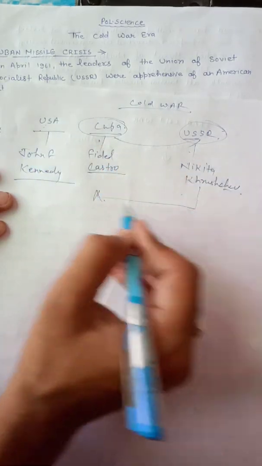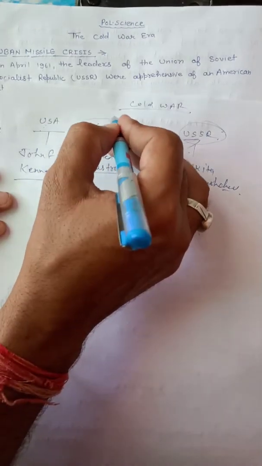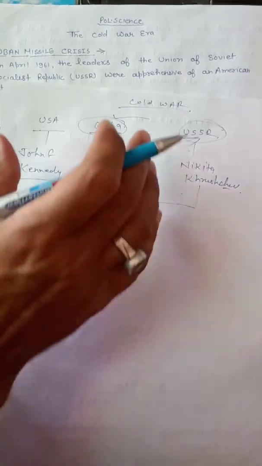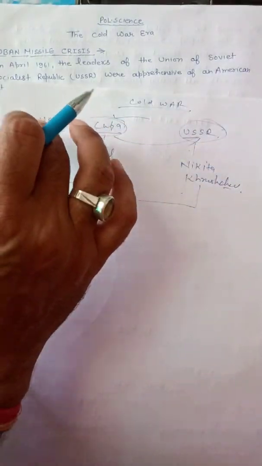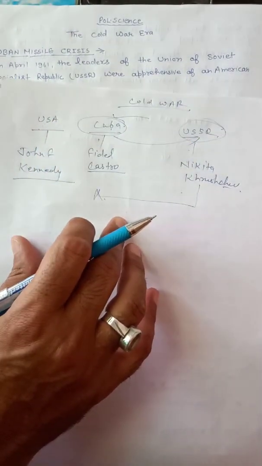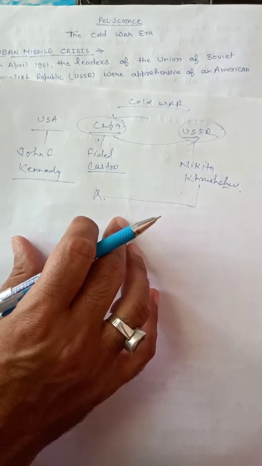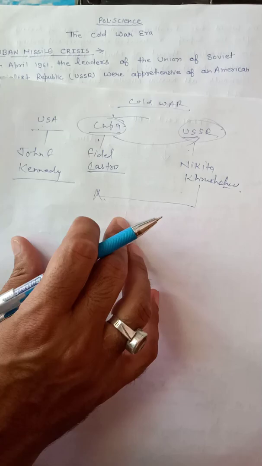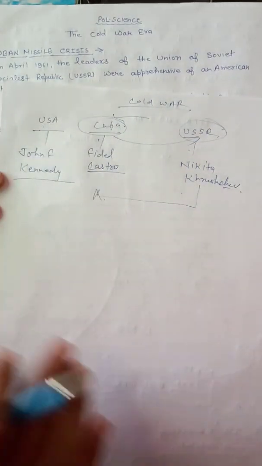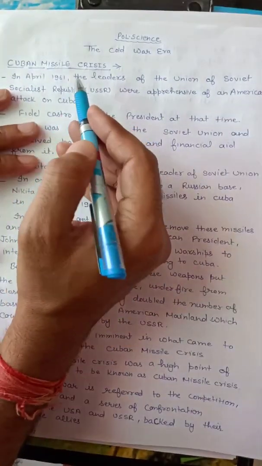Where did Nikita Khrushchev plant their nuclear weapons? At Cuba. So there was great tension among the three countries: the USA, Cuba and the USSR. The world was afraid, because there was a thought that there would be the next world war, an atomic war, a nuclear war, or the third world war. So let us discuss it one by one. We start the next concept, that is the Cuban Missile Crisis.